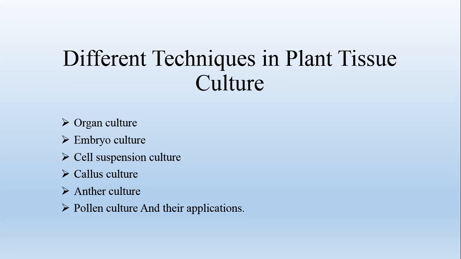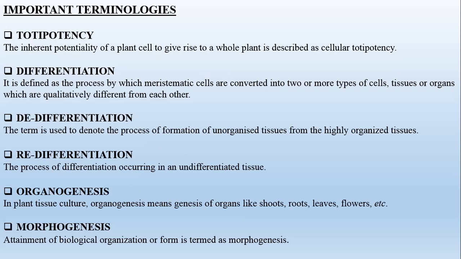Okay, so moving on to the next slide. First of all, important terminologies, in which the first is totipotency. It is an inherent potentiality of a plant cell to give rise to a whole plant, described as cellular totipotency. So this totipotency is the base of plant tissue culture. If we take any cell, tissue, or organ of the plant and use it as an explant on nutrient medium.